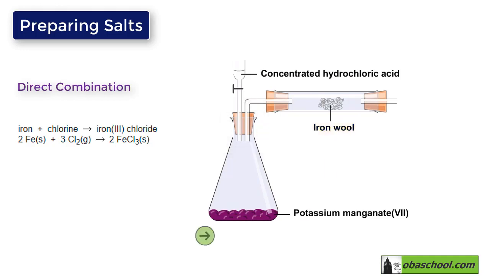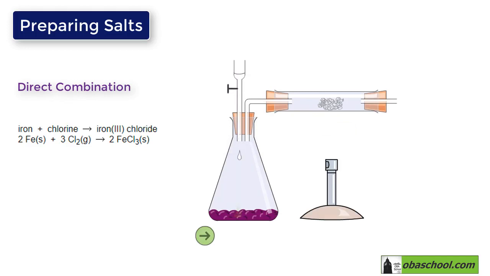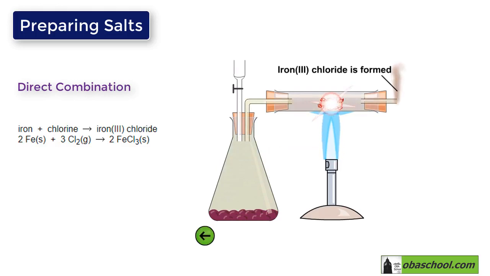We started by adding the hydrochloric acid. It reacts with the potassium manganate and chlorine gas is released. This chlorine gas reacts with the iron wool. Notice that the iron wool is being heated and therefore iron(III) chloride is formed. In this way, iron and chlorine reacted to form iron(III) chloride. This is direct combination.